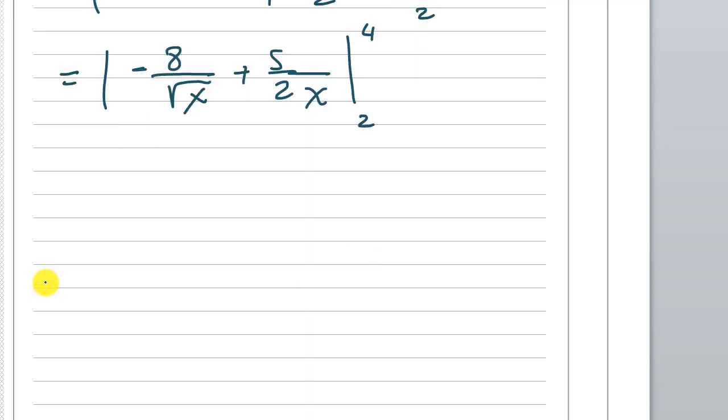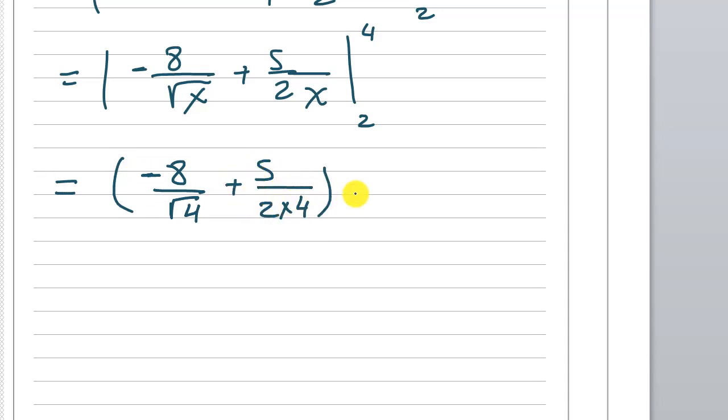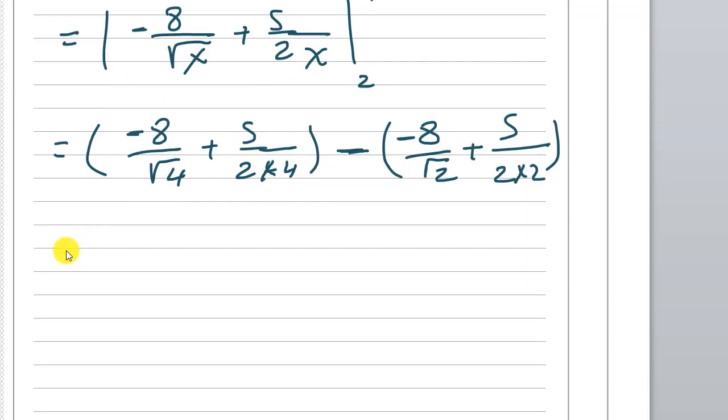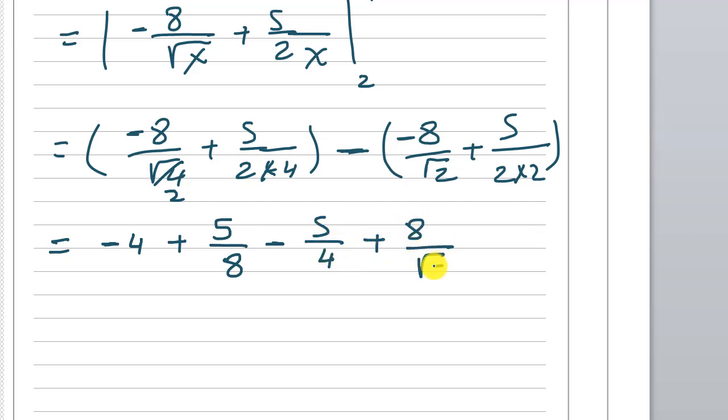Let us now start to find the answer. So it's equal to minus 8 divided by square root of 4 plus 5 divided by 2 multiplied by 4, minus 8 divided by square root of 2 plus 5 divided by 2 multiplied by 2. It's equal to this one 2, so minus 4 plus 5 divided by 8 minus 5 divided by 4 plus 8 divided by square root of 2.